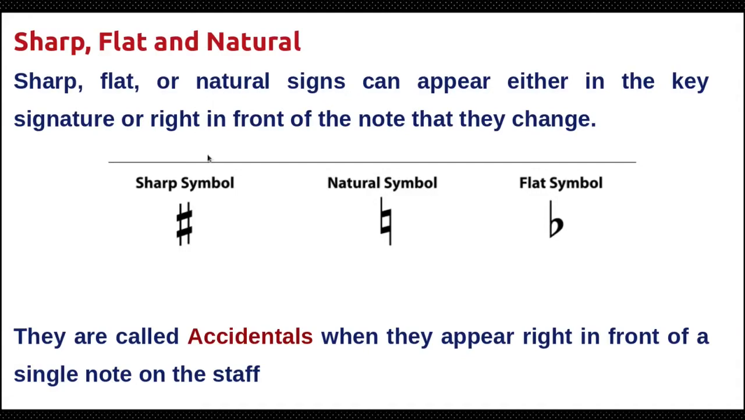Okay, sharp, flat, or natural signs. Now these signs, sharp, this is natural, this is flat, they can appear either in the key signature right at the beginning of the stave or in front of the note they affect. So when you see any of these symbols right in front of a note, then you call them accidentals. That is, if they appear in any position other than in the key signature, you call them accidentals. Okay, the sharp, the flat, and the natural.